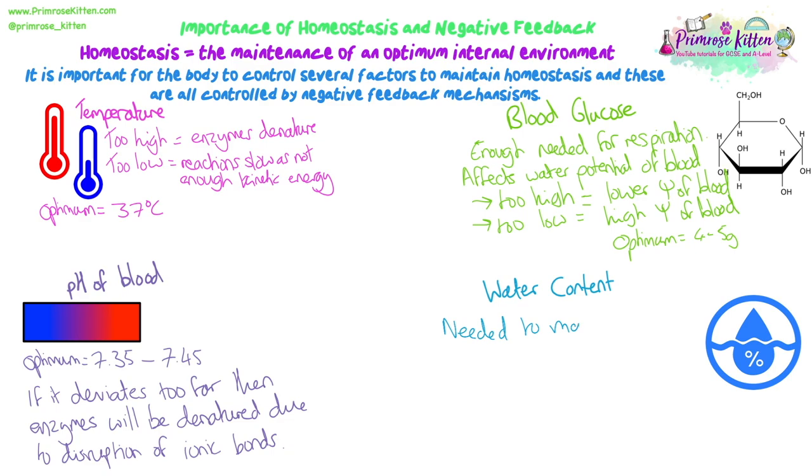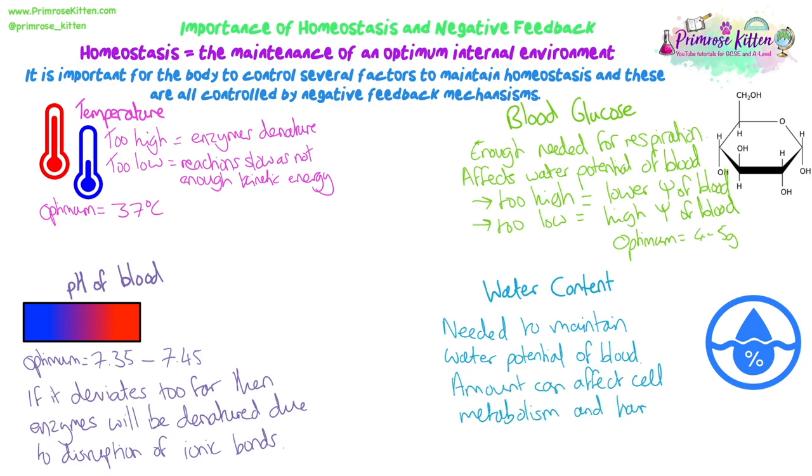So the water content of blood and of the tissue fluid, the water potential of those, is very important. We need to maintain it within an isotonic range for our cells' cytoplasm, because otherwise it's going to cause osmotic effects on the cells, which can cause shrinking or bursting, obviously, at the extremes. So being able to make sure that the water potential stays within a certain range so that it is isotonic to our cells is very important.